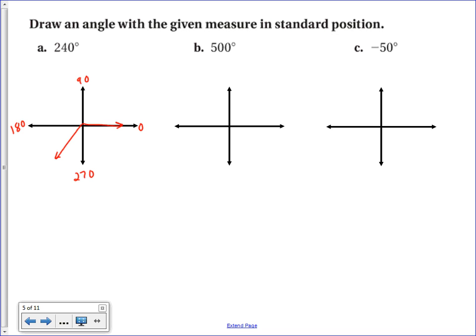And I want you to show me, like I said, a directional arrow so I know where you started and how many times you spun around to get to that angle. So there's a 240-degree angle.